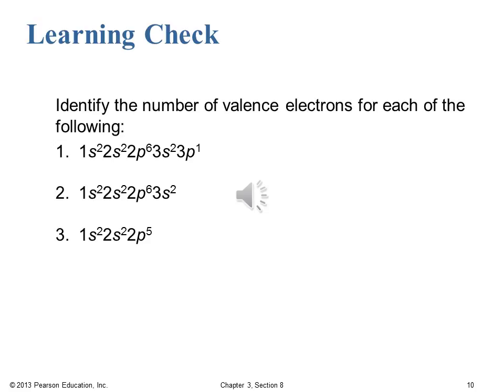Okay, so now instead of using the periodic table, let's take a look at electron configurations. And for each of the following electron configurations, let's identify the number of valence electrons for the element with that electron configuration. So go ahead for 1, 2, and 3, make your identification. Pause the video if you must, start back up, and we'll see how you did.